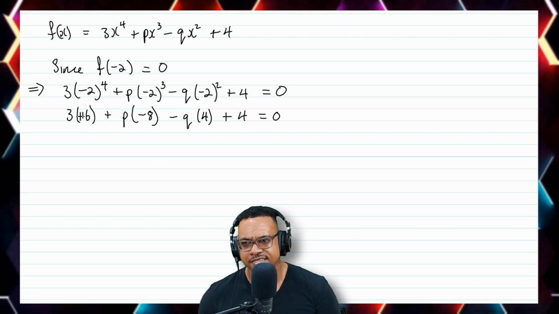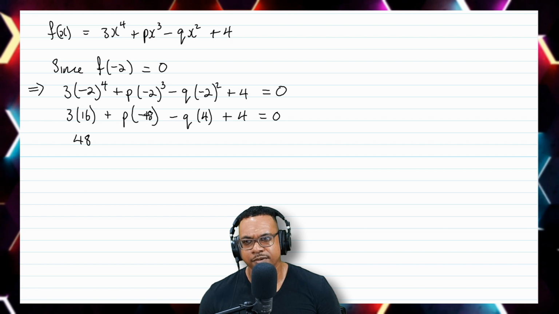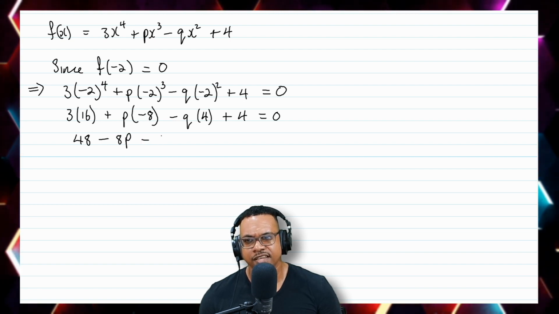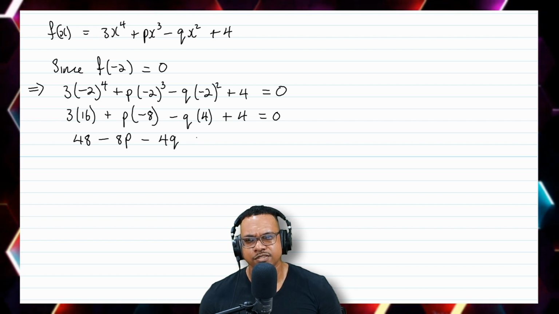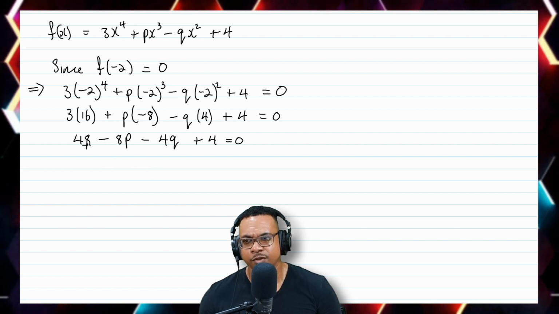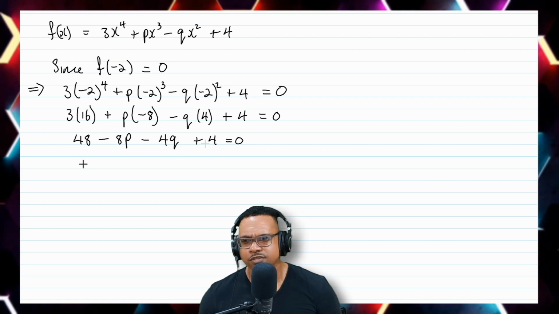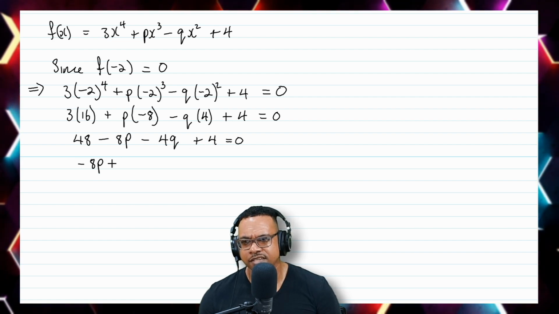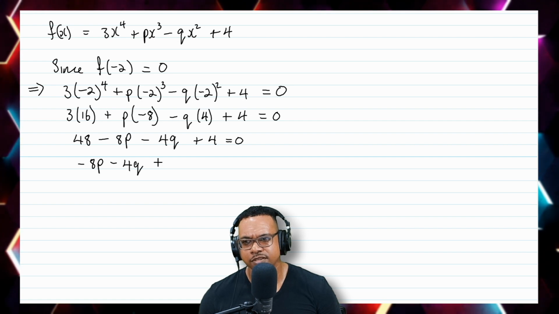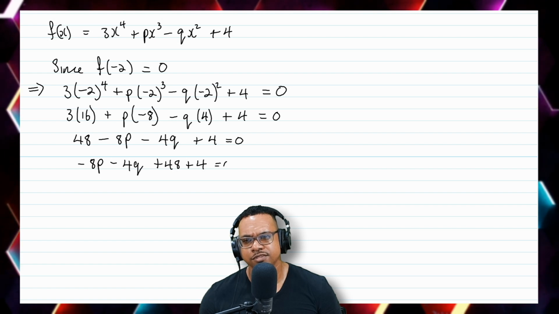So we're going to have 3 by 16 is 48. This positive p multiplied by this negative 8 will give us negative 8p. Here we're going to get negative 4 times q, plus 4 is equal to 0. So what we could do is bring the 48 and the positive 4 together. We could say 48 plus 4, which would be 52. So we could have negative 8p, take away 4 times q, plus the 48, plus 4, equals 0.